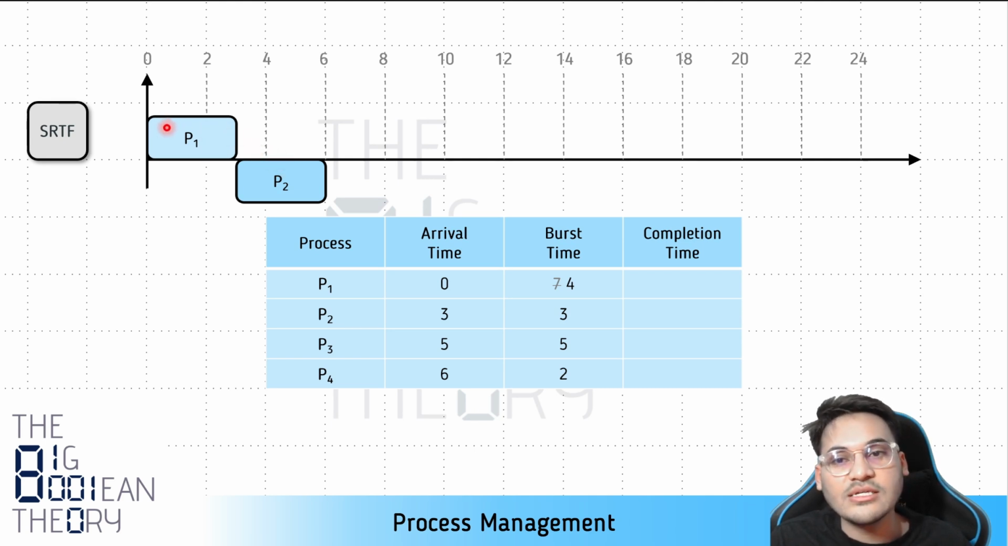Since P1 has executed for 3 milliseconds, its burst time reduces from 7 to 4. And P2 has a burst time of 3. So obviously P2 has a shorter remaining burst time, right? P1 has 4 and P2 has 3. So P2 is a better candidate as per the shortest remaining time first algorithm. So P2 will go next, right?